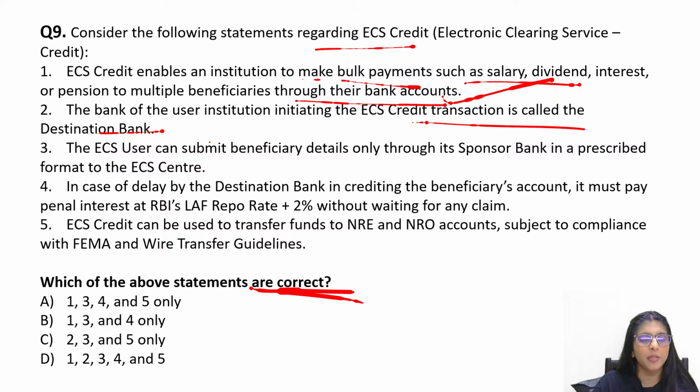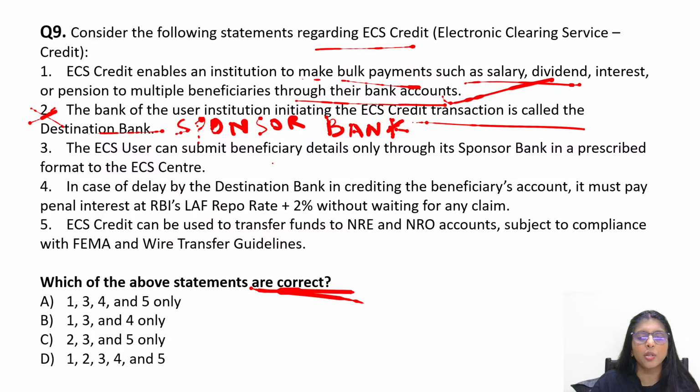Destination bank basically refers to where the beneficiary maintains their account. It is the sponsor bank. Okay, so it's incorrect.